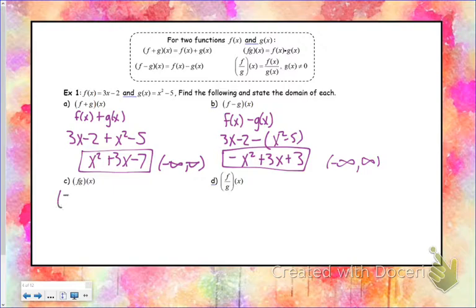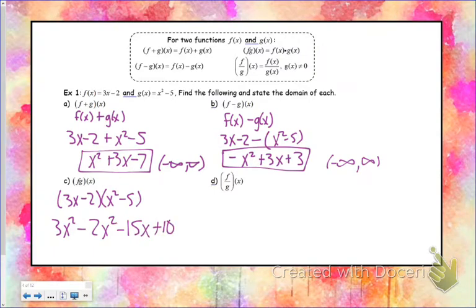All right, f of x times g of x. We would actually FOIL this out. So 3x cubed minus 2x squared minus 15x plus 10. And there's no like terms to combine, and that is it. And again, domain here would be from negative infinity to infinity.